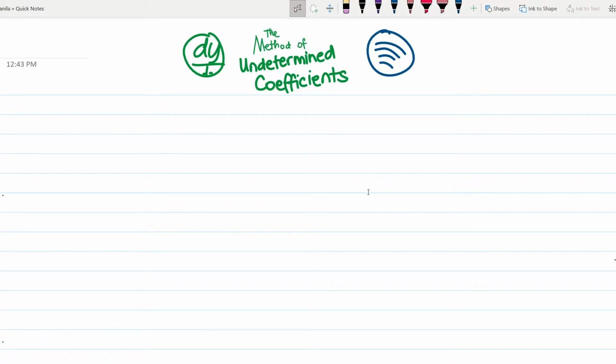Let's go over the method of undetermined coefficients. I'll first discuss why it works and then how it works. I'll cite 5 examples. All right, so, the method of undetermined coefficients. What do we use it for?